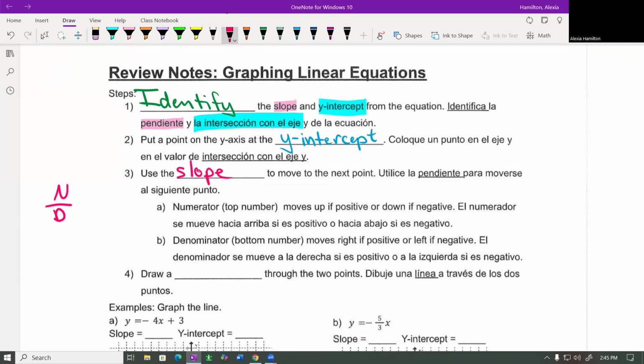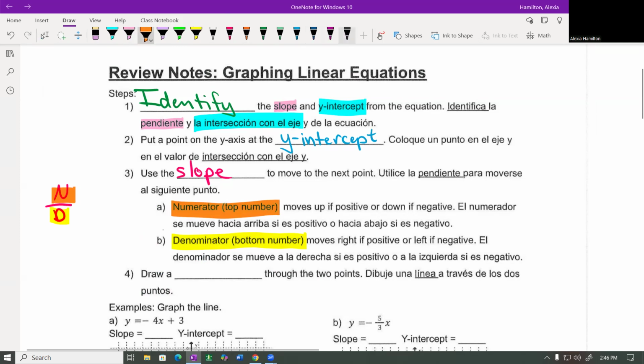Okay. Not the same thing with the denominator, but the denominator is the bottom number in our fraction. So denominator, bottom number. Numerator is the top number. Ooh, that orange-pink combination is not good. So if the denominator is positive, you're going to move to the right. If the denominator is negative, you move to the left. Whatever that number is.